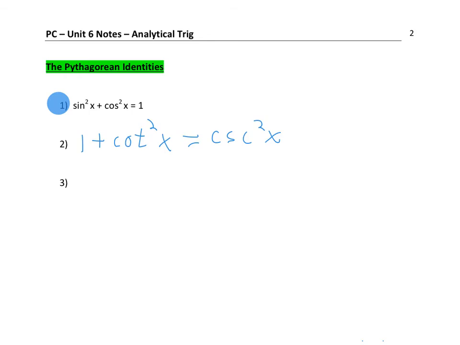Now let's go back and get the other one just by dividing everything by a cosine squared. And when I do that, the first term becomes a tangent squared, sine divided by cosine is tangent, plus 1. And that's going to be equal to 1 over the cosine squared, which is secant squared of x. Okay, so again, you could memorize all three of these, or you could just memorize one. I recommend just the one, as you well know by now.